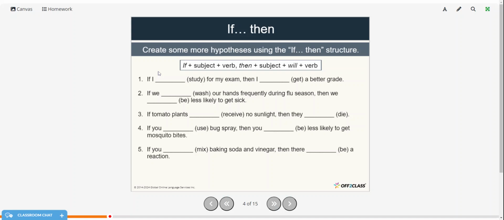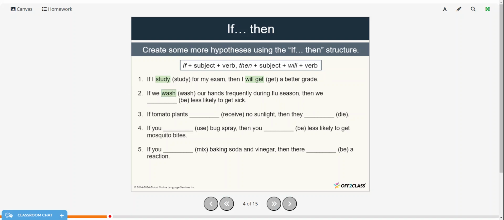So create some more hypotheses using the if-then structure. And it's if plus the subject plus the verb, then plus the subject plus will plus the verb. So if I study for my exam, I will get a better grade.